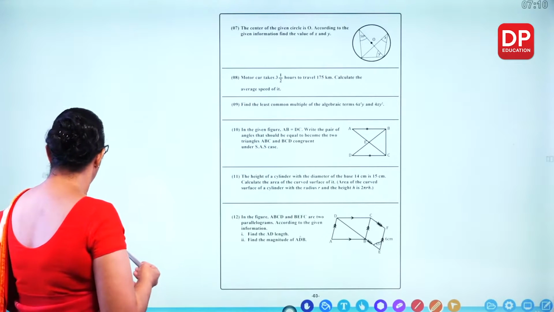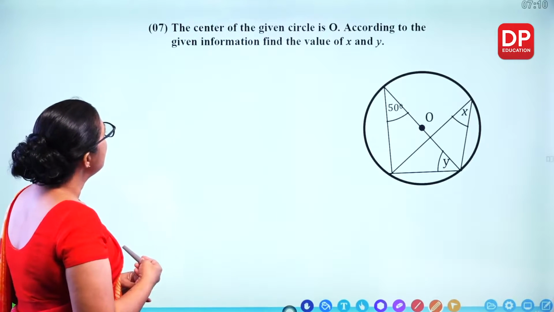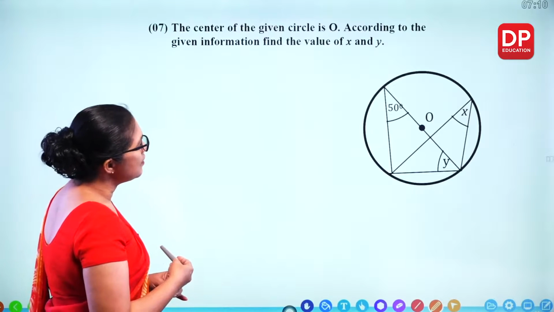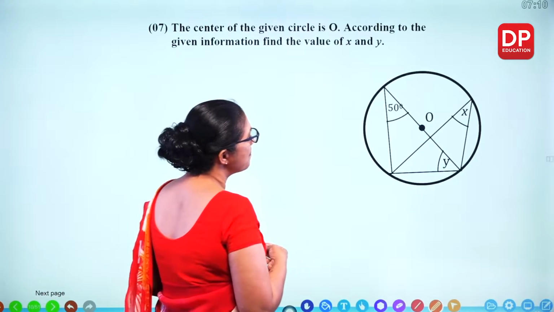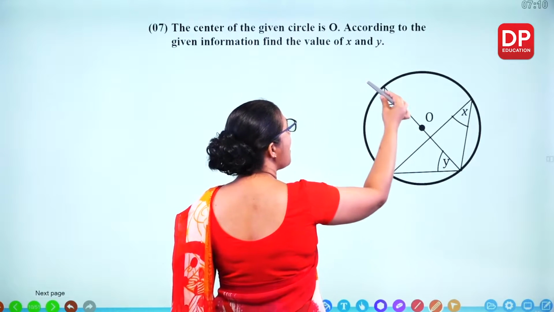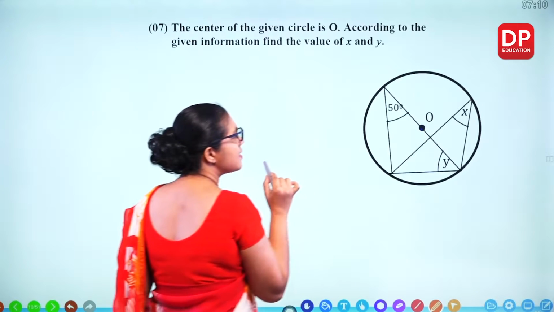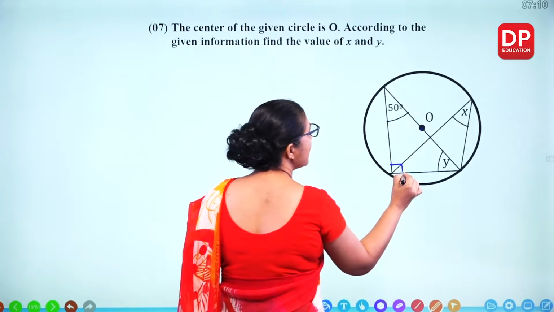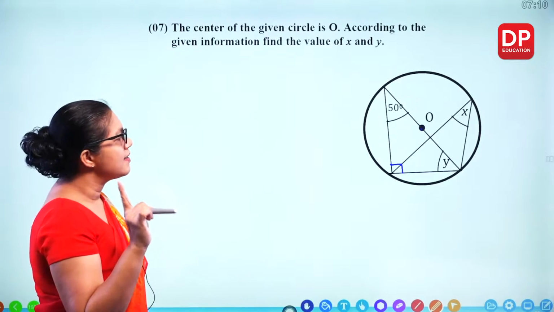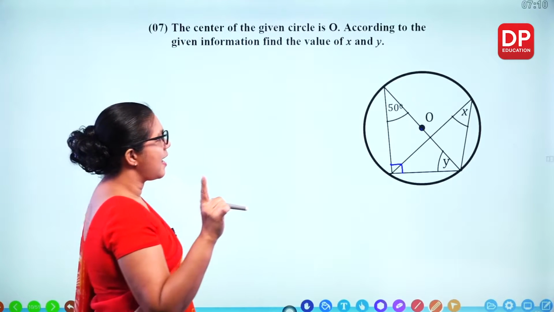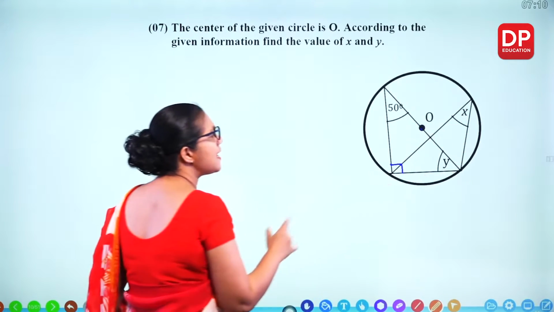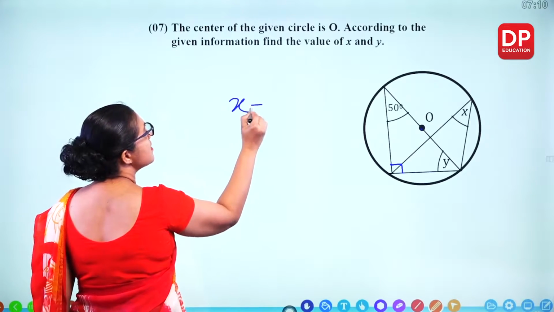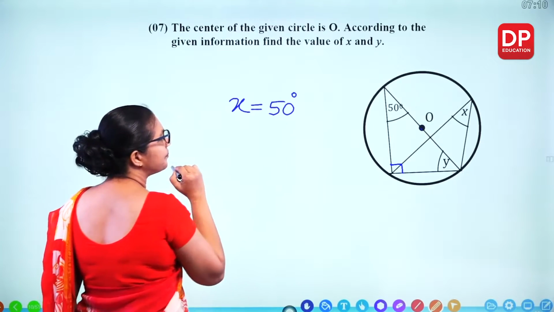Now you can try question number 7 to 12. Question number 7. The center of the given circle is O. According to the given information, find the value of x and y. This is the diameter because O is the center. This angle is 90 degrees. Semicircle angles are 90 degrees. And also, can you see this angle and this angle, same segment angles. So, x is 50 degrees.